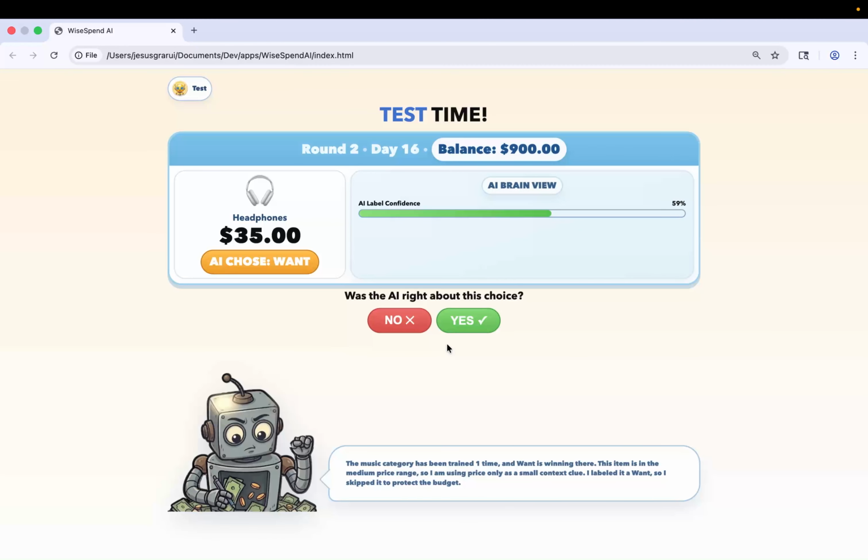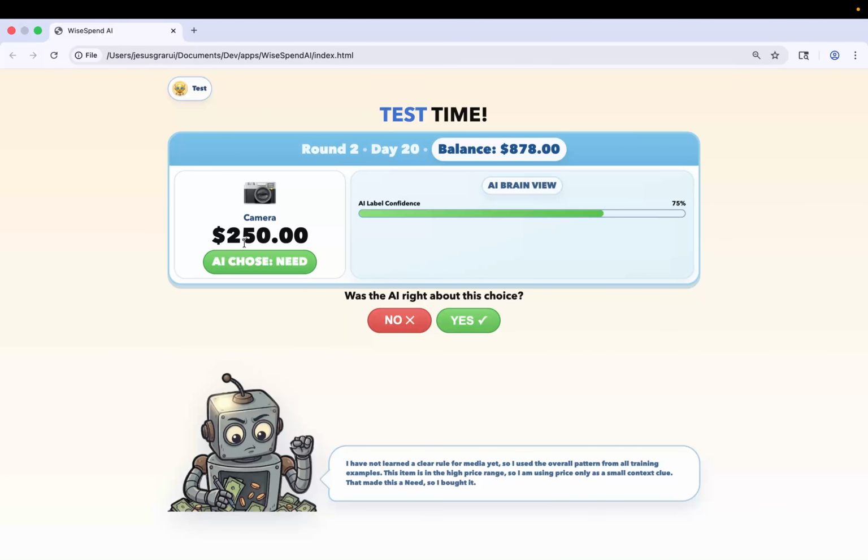Headphones, $35. Depending on the user, again, some people can say it's a want or a need. In this case, let's say it's a want, so yes, it was right. Skateboard, it's saying it's a want. Yes, it was right. Desk lamp, maybe it's a need, maybe it's a want. So what is it saying? So it's saying since it's not that expensive, it's a need. So maybe we can say it was right. A mouse, $15. A want.